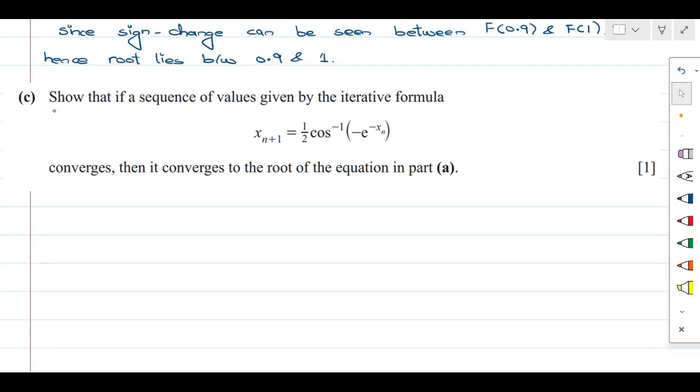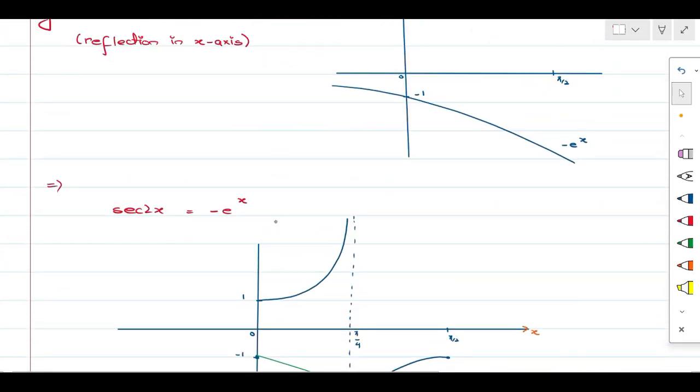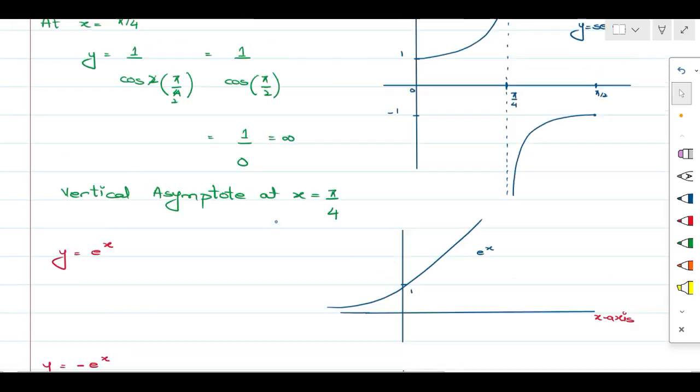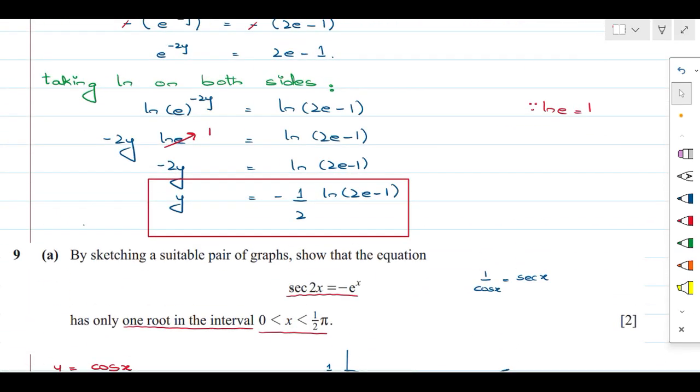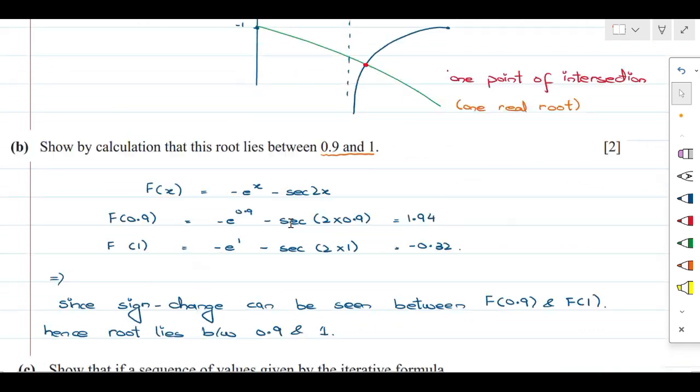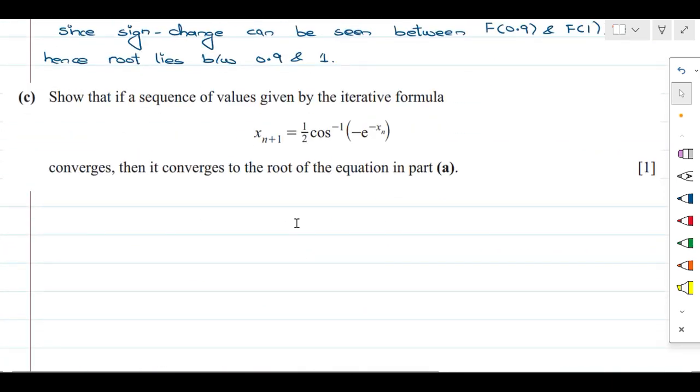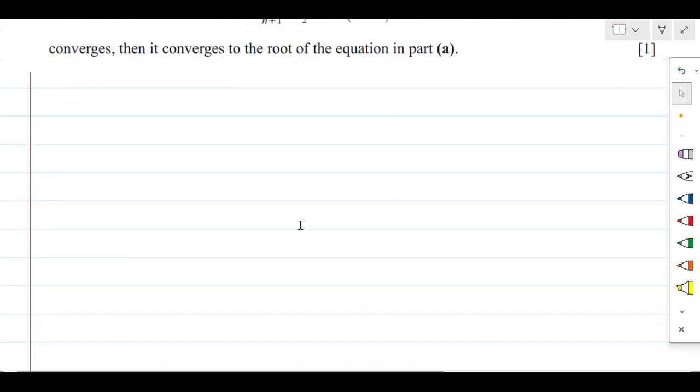Now for part C, show that if a sequence of values given by the iterative formula converges, then it converges to the root of the equation in part A. This is the equation in part A. It must converge to this. Let's see, if it converges, then it must converge to secant 2x equals minus e power minus x.